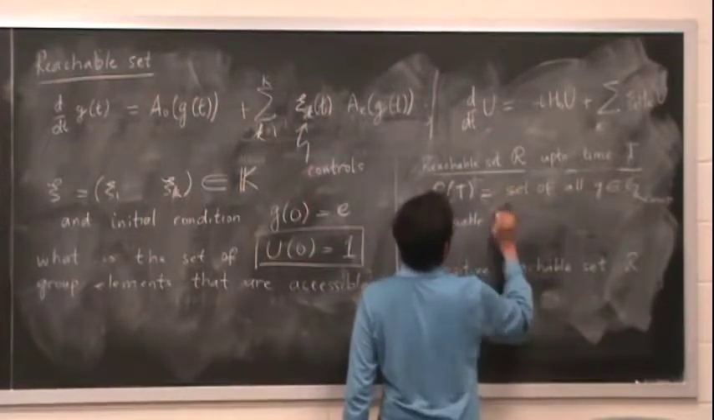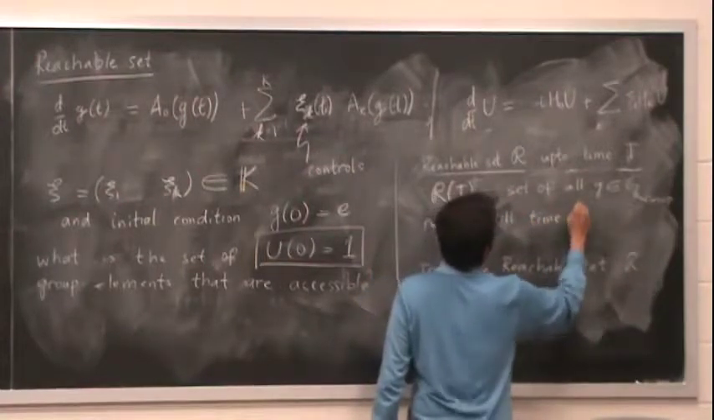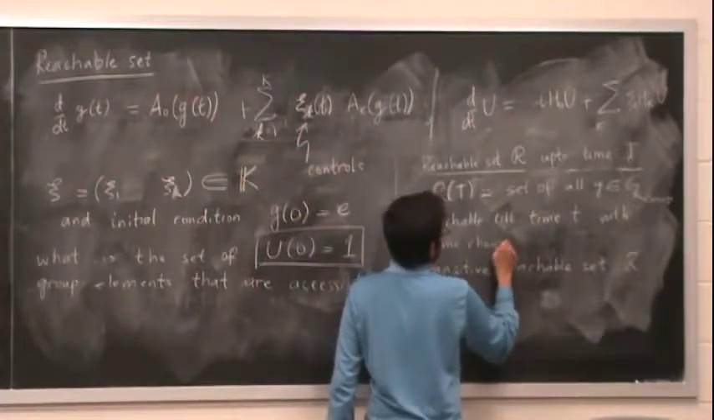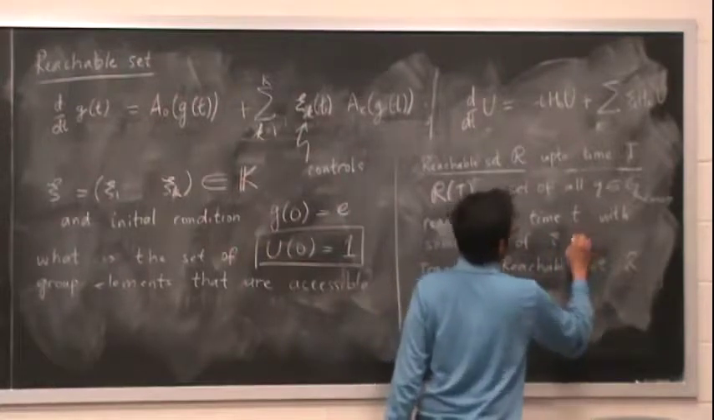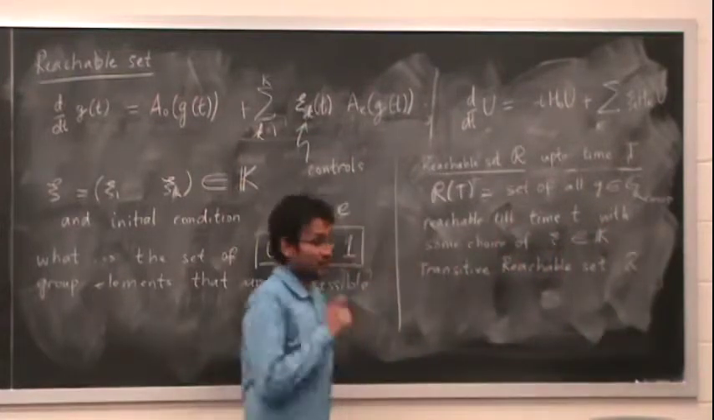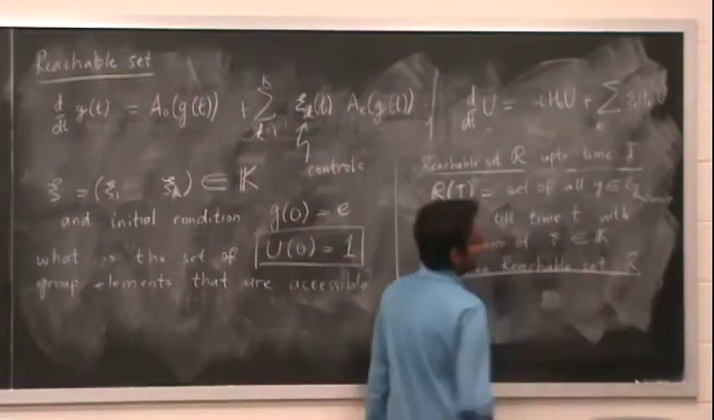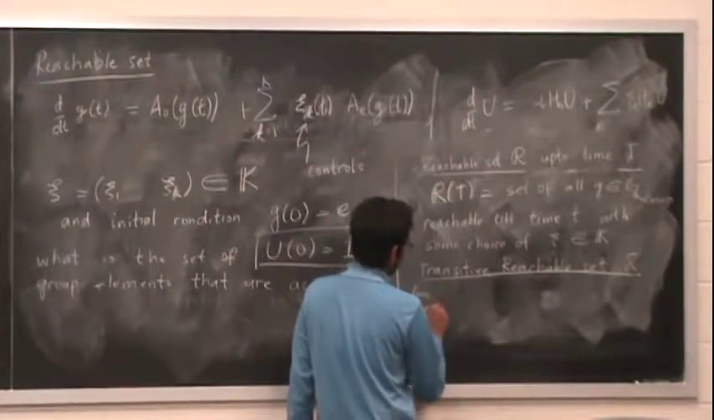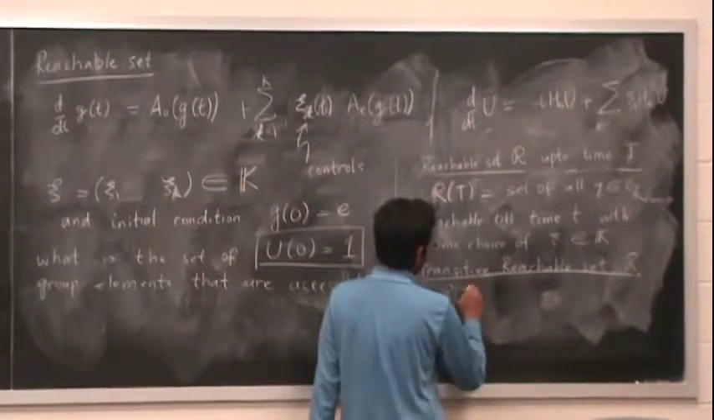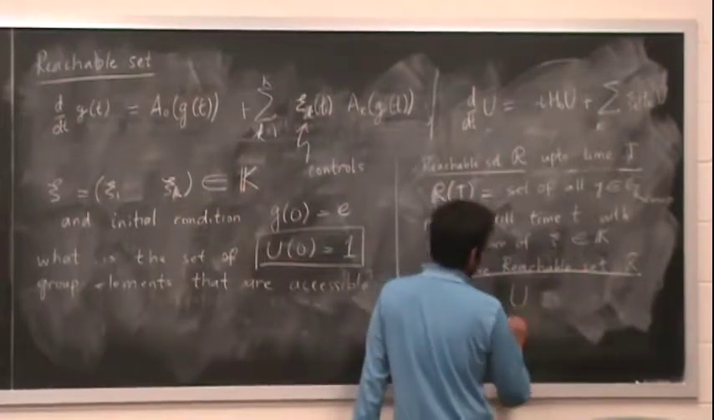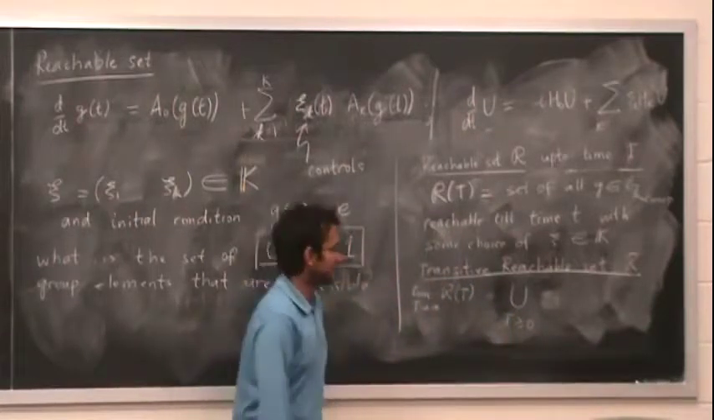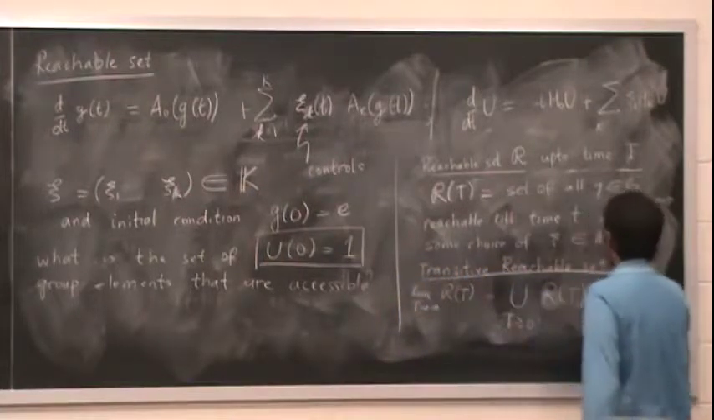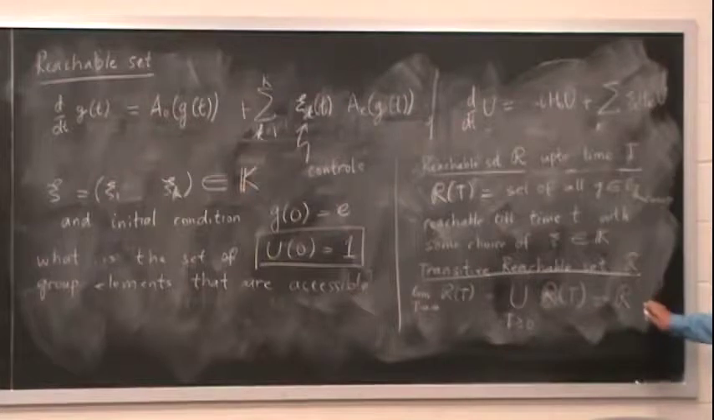Reachable up to time t with some choice of C, where the set of controls belongs to the set of admissible controls, right? So then if you look at the transitive set for this, which is simply taking the limit as capital T goes to infinity of R of T, or equivalently taking the union over all possible values of capital T, I'm going to call this R, right? And this is what we'll primarily be interested in.